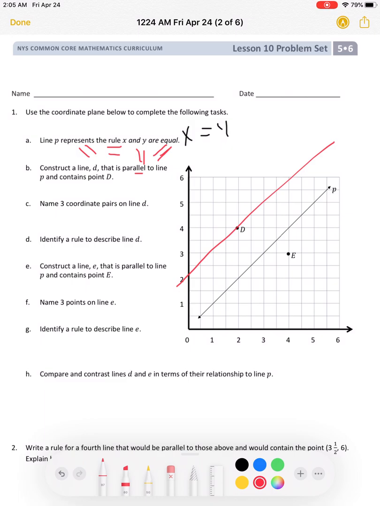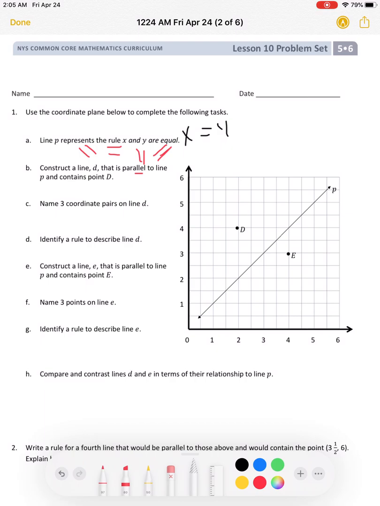So I have to use data points, so I just can't do freehand. I wanted to show you all parallel. And it has to contain the point D here. Let me see if I can circle it for you. D here. So with P, X equals Y, we have to do the same thing for this line, even though D does not have X equals Y.